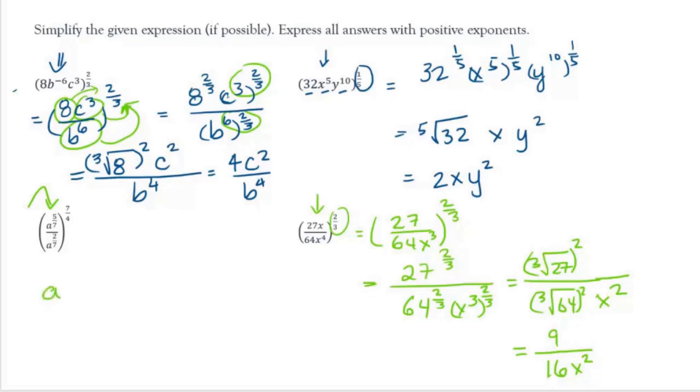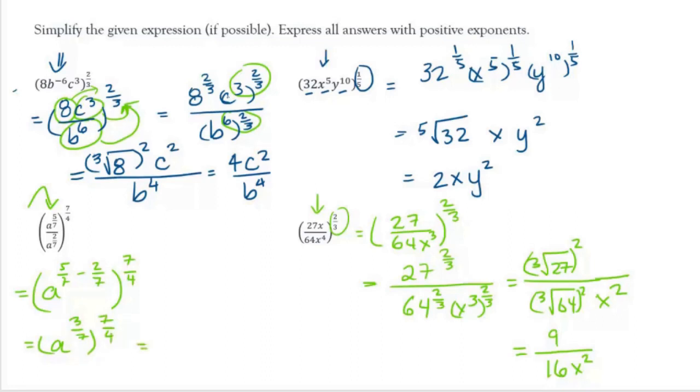A to the power of 5/7 divided by a to the power of 2/7 will be a to the power of 5/7 minus 2/7. So this is just the inside of those brackets, and 7/4 remains on the outside. 5/7 minus 2/7, well, they even have the same denominator, so the subtraction is relatively straightforward. 5 minus 2 is 3, so inside these brackets, we have a to the power of 3/7. We're still raising that to the power of 7/4.